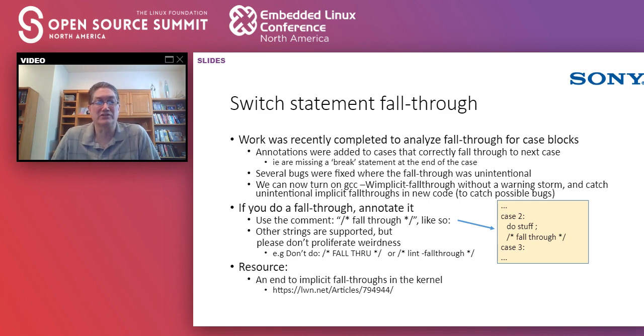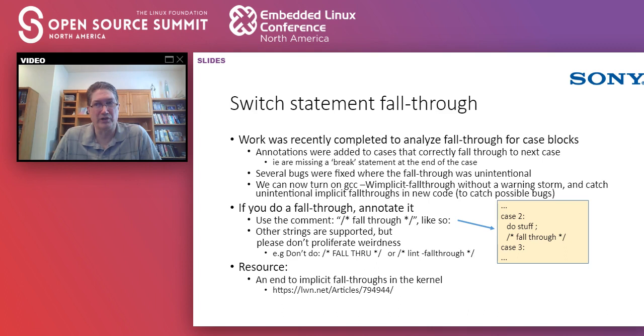So now you can turn this flag on, and if you happen to have missed a break by mistake, you'll get a warning, and those warnings should be rare enough that they come to the attention of people. The bottom line is, if you do a fall through in a switch statement, if you're going to have a case without a break, make sure you annotate it. And you do that with a comment.